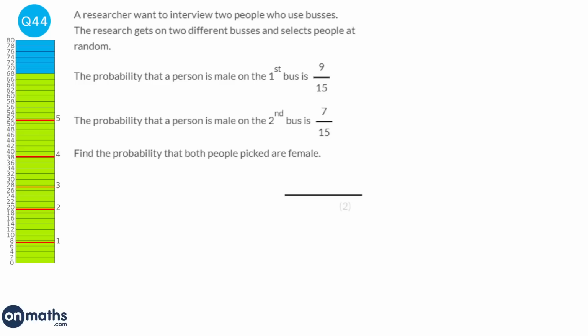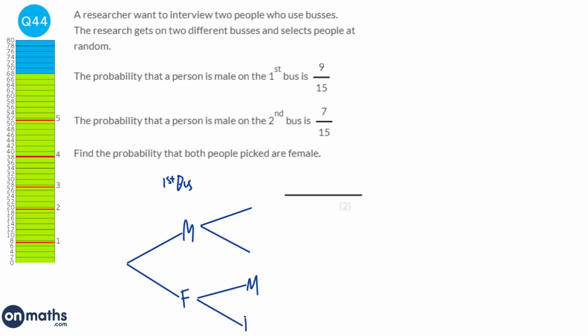There are a few different ways you could answer this question. I'm going to do it with a tree diagram, but you didn't need to draw a tree diagram to answer this question. So we've got our first branch, which is our first bus, and the choices are male and female. And we've got our second branch, and it's still male and female, and this is our second bus.